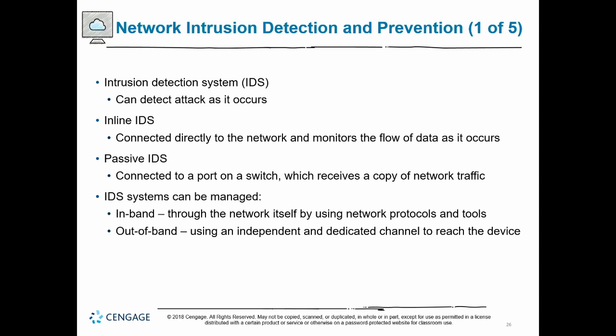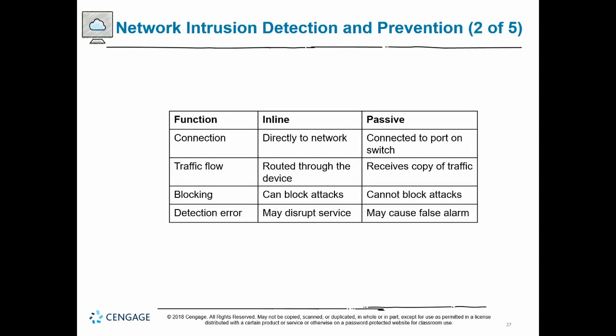And IDS systems can be managed either inbound or outbound through the network itself by using network protocols or using an independent dedicated channel to reach the device. And as we mentioned, inline and passive. Inline, the connection is directly to the network, and the traffic flow is routed through the device, while passive is connected to a switch port and receives a copy of the traffic.